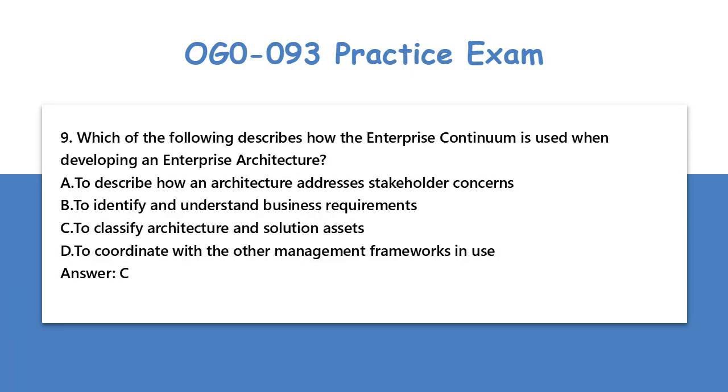9. Which of the following describes how the Enterprise Continuum is used when developing an enterprise architecture? A. To describe how an architecture addresses stakeholder concerns. B. To identify and understand business requirements. C. To classify architecture and solution assets. D. To coordinate with the other management frameworks in use.